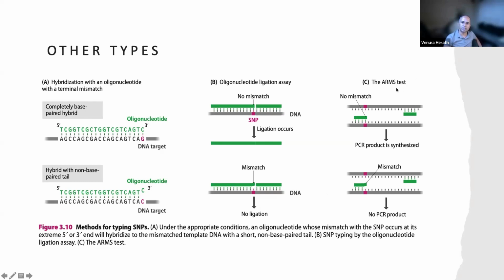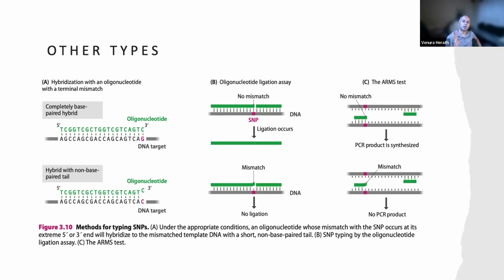And then you also have the ARMS test, which stands for amplification refractory mutation system. There also you're using this mismatch. If there's no mismatch, it's going to create a PCR product that you can detect. If there is a SNP, there's no match, so that means it's not going to amplify. So then you can separate the presence or the absence of a specific PCR product. These are the different types people use as markers for genetic mapping.